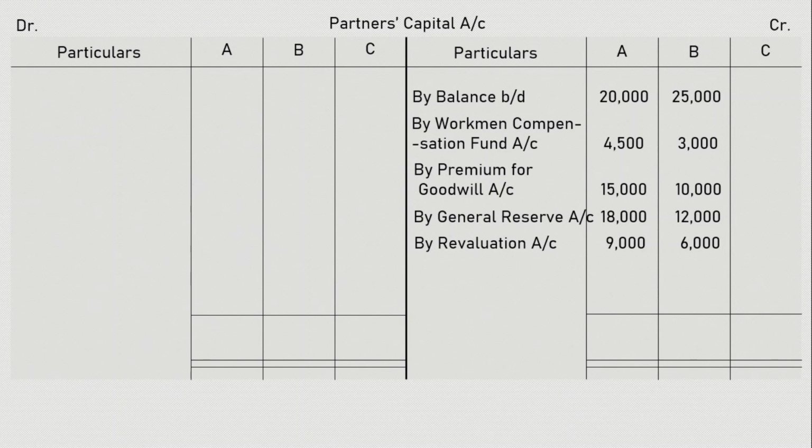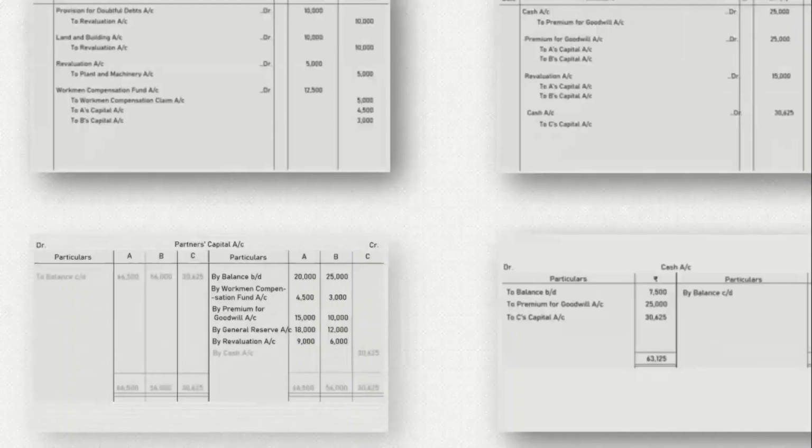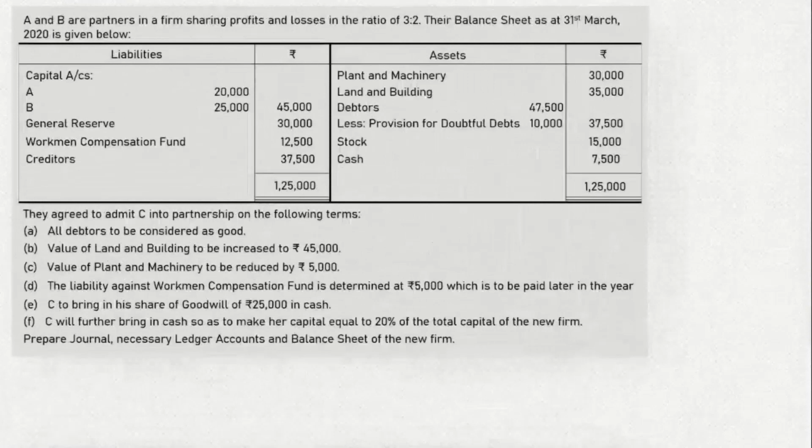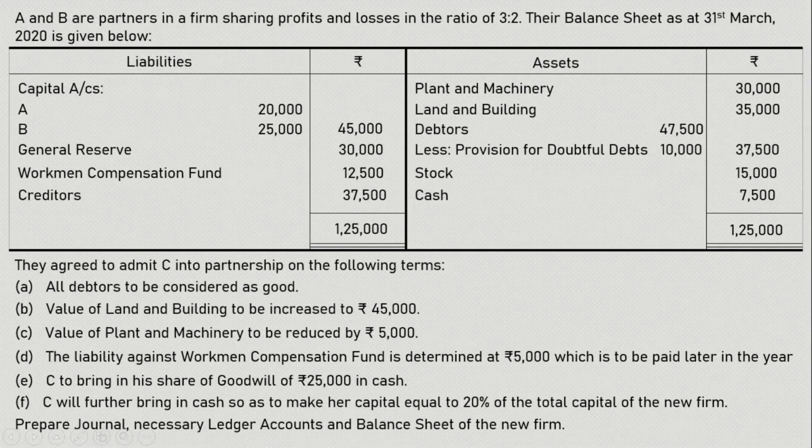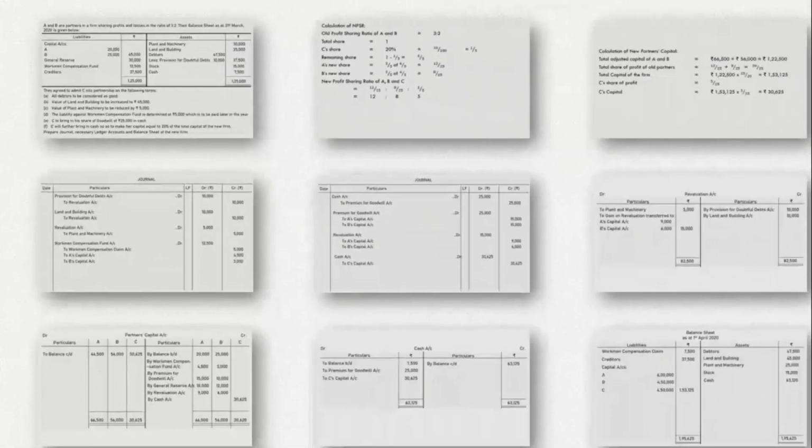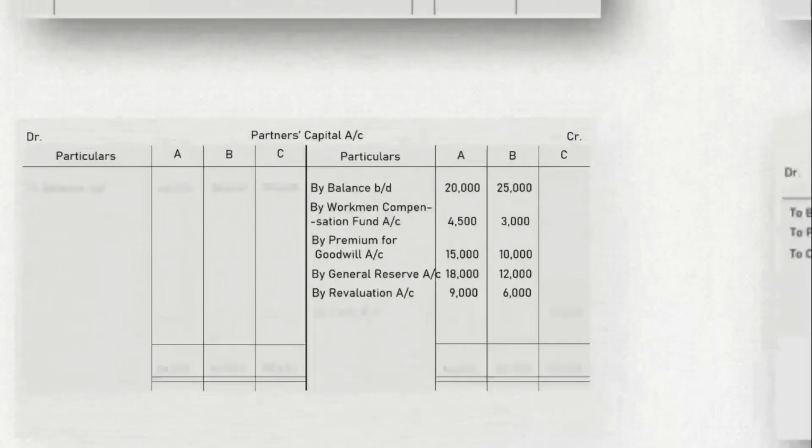Now let's calculate our capital. But first we need to calculate the capital of C. Let's see how this is to be done. C will bring in cash so as to make her capital equal to 20% of the total capital of the new firm. So 20%, we know, is 20 by 100, but we need to find the total capital of the new firm. Let's calculate this.